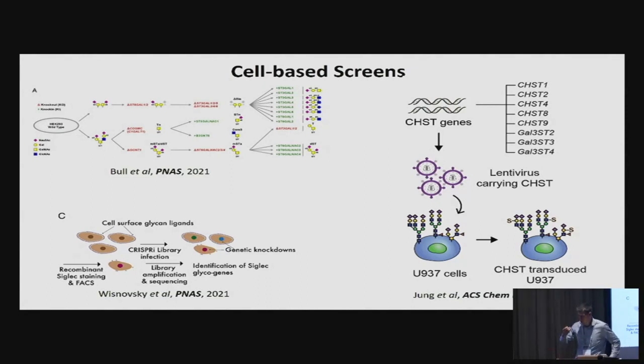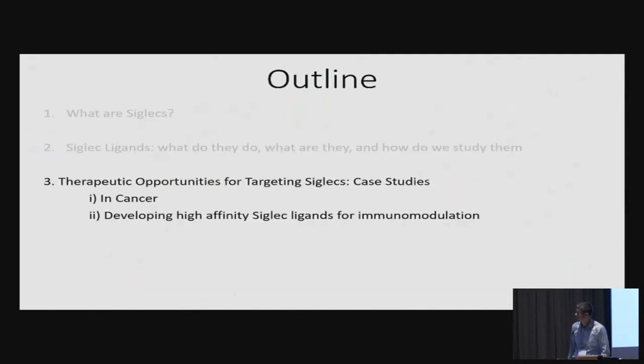So work from Henrik Clausen's group, who's in the audience, Carolyn Bertozzi's work on CRISPR screens, and then some of our work where we induce the expression of protein. So all different yet complementary approaches. And really a lot of new insights into Siglec specificity have come from these.